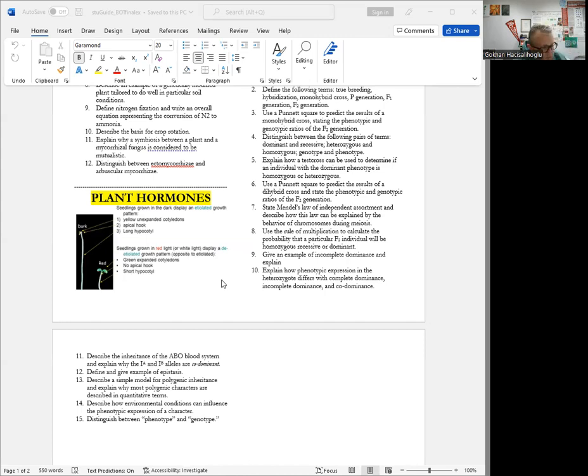So make sure you study these in the textbook. Go over each of these plant hormones, where they are synthesized, where they move and play, and what their function is, right? So very, very important. And ABA and GA are two opposite hormones, so make sure you compare them with each other too. And then their function.